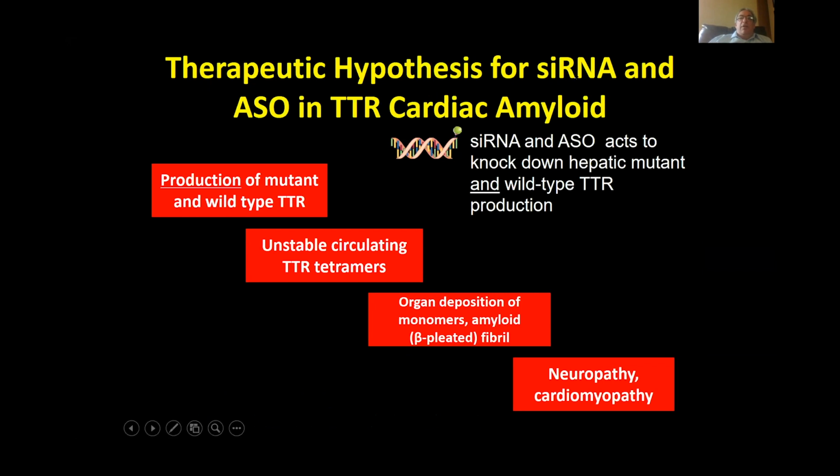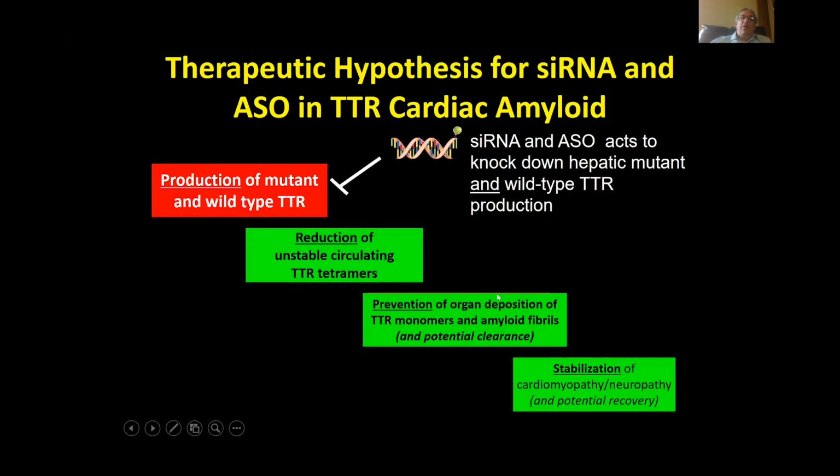The other emerging therapies are what we call silencers broadly. These are small interfering RNA or antisense therapy, and the construct is shown here. There's a production, as we know now, of a mutant or wild type protein that becomes unstable, deposits in the organ and causes the phenotype. And the therapeutic hypothesis here is that by reducing unstable circulating tetramers, we can prevent organ deposition, ideally stabilize, and maybe even recover the particular phenotype.